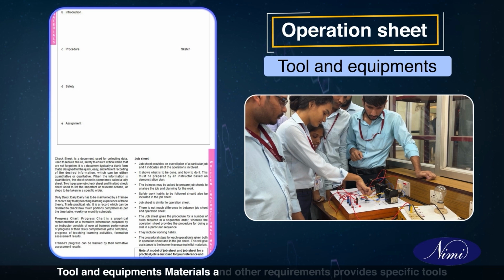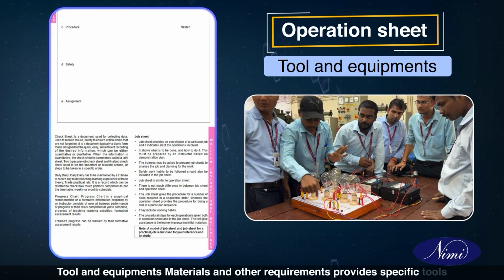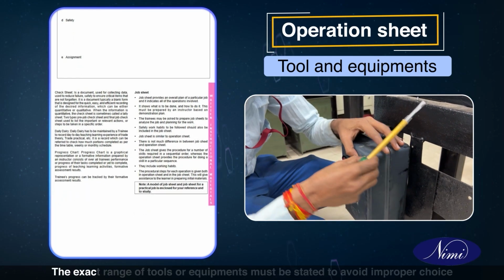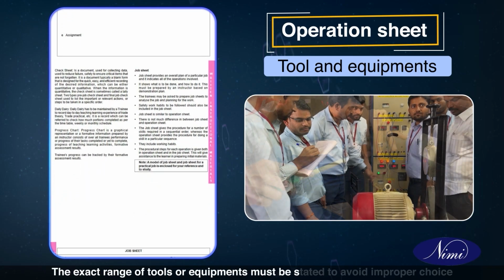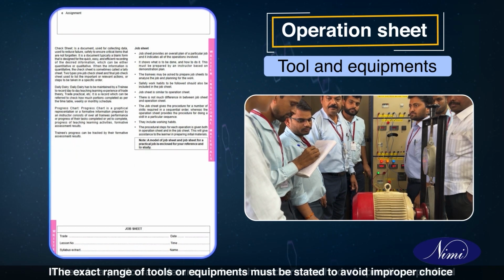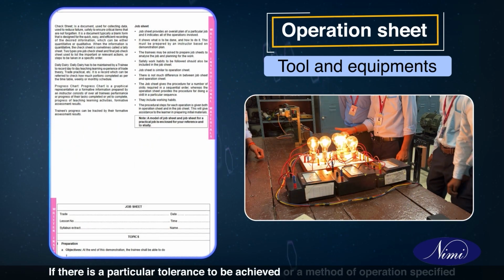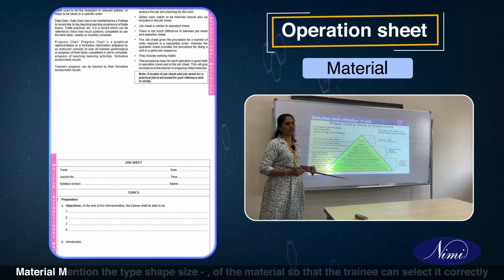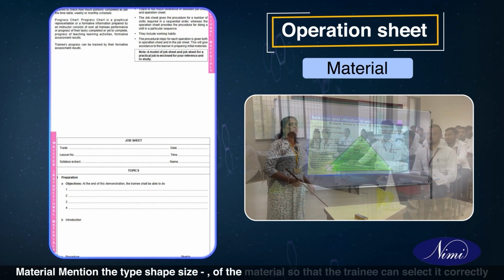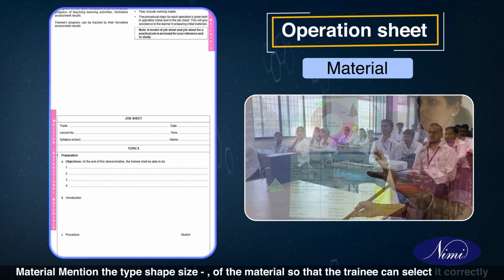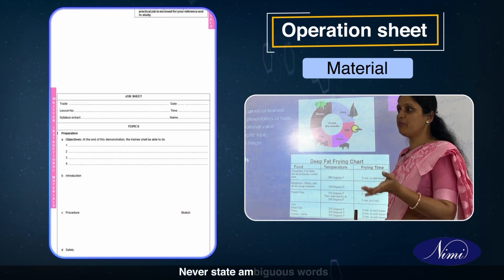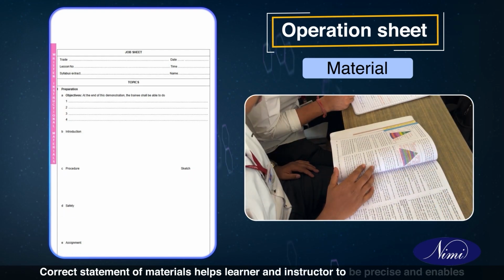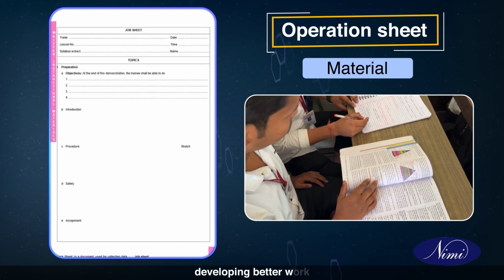Tools and equipment, materials and other requirements: provide specific tools and equipment required with meticulous detail to perform the skill. The exact range of tools or equipment must be stated to avoid improper choice. If there is a particular tolerance to be achieved or a method of operation specified, then write the tool required for achieving it. Material. Mention the type, shape, size, etc. of the material so that the trainee can select it correctly. Never state ambiguous words. Correct statement of materials helps learner and instructor to be precise and enables developing better work.